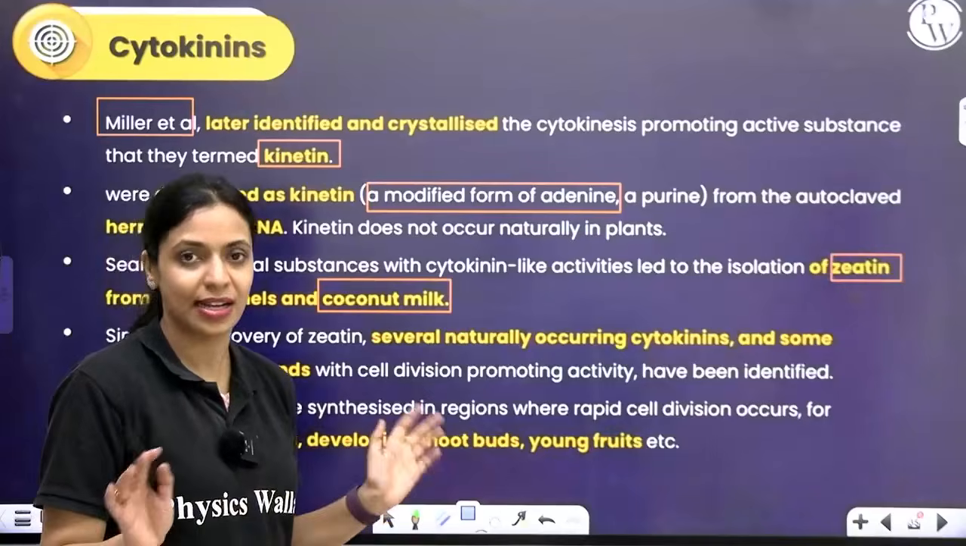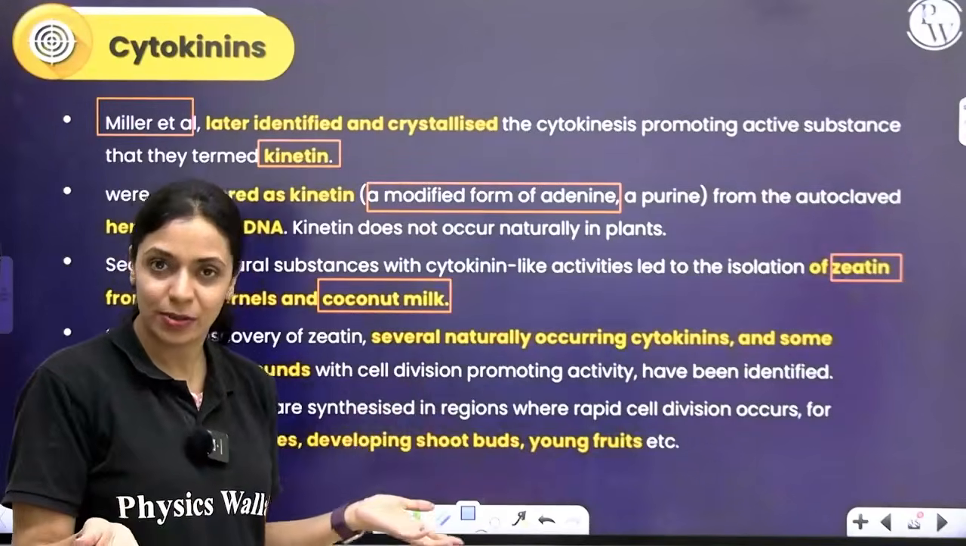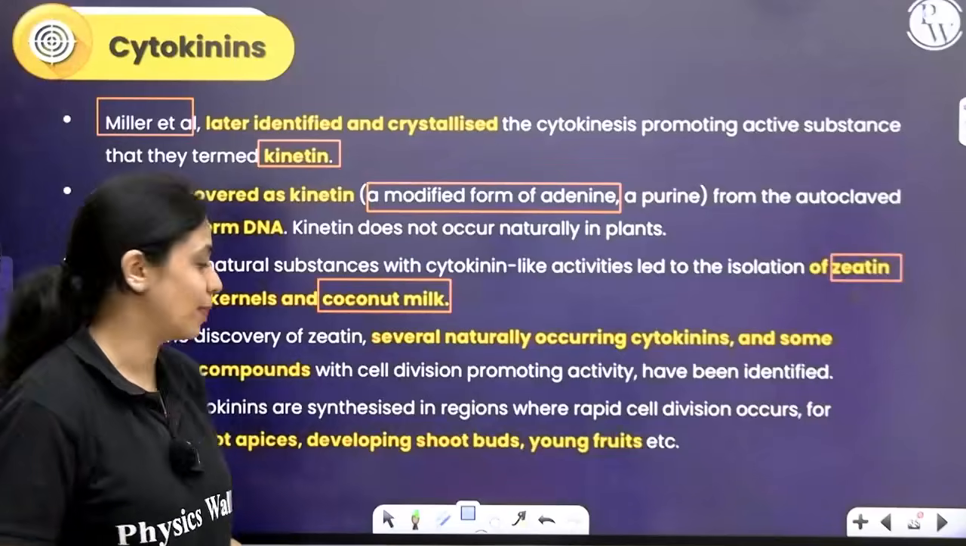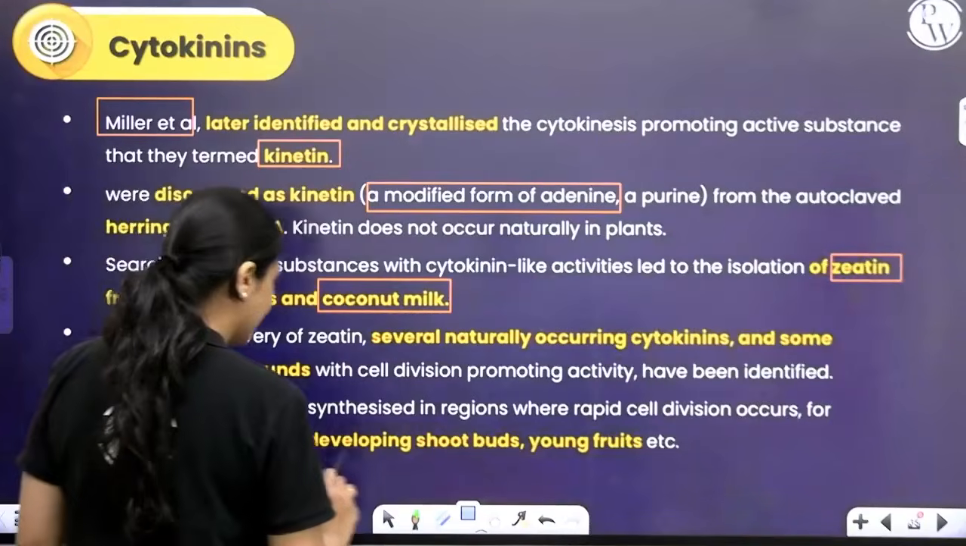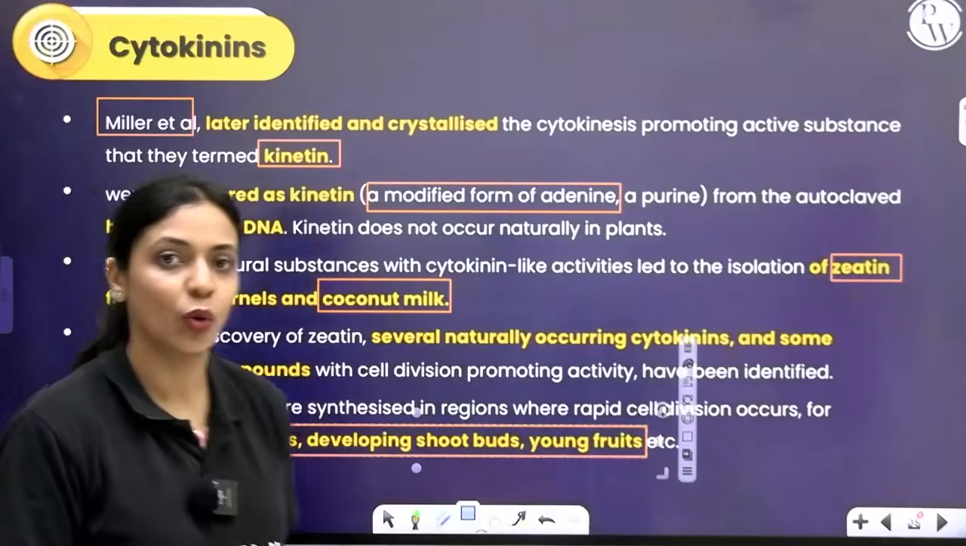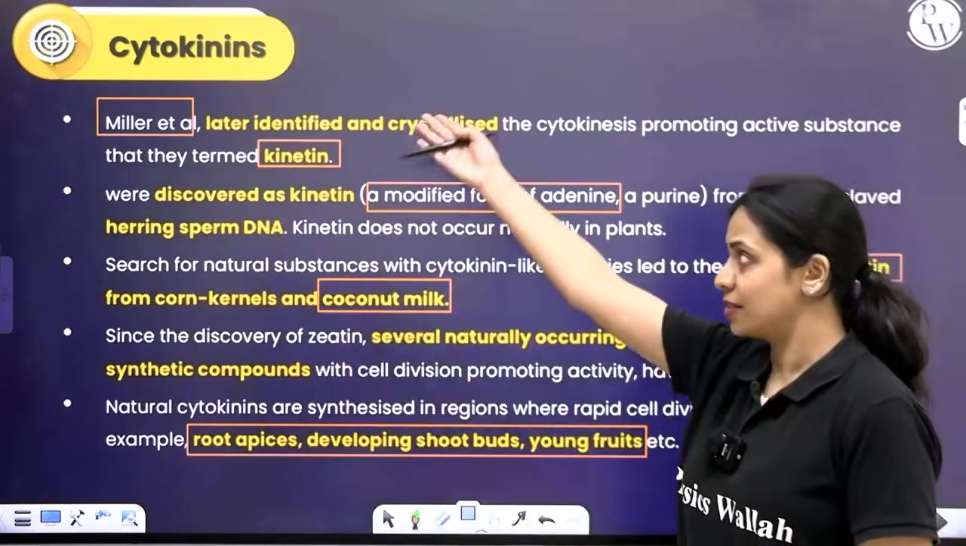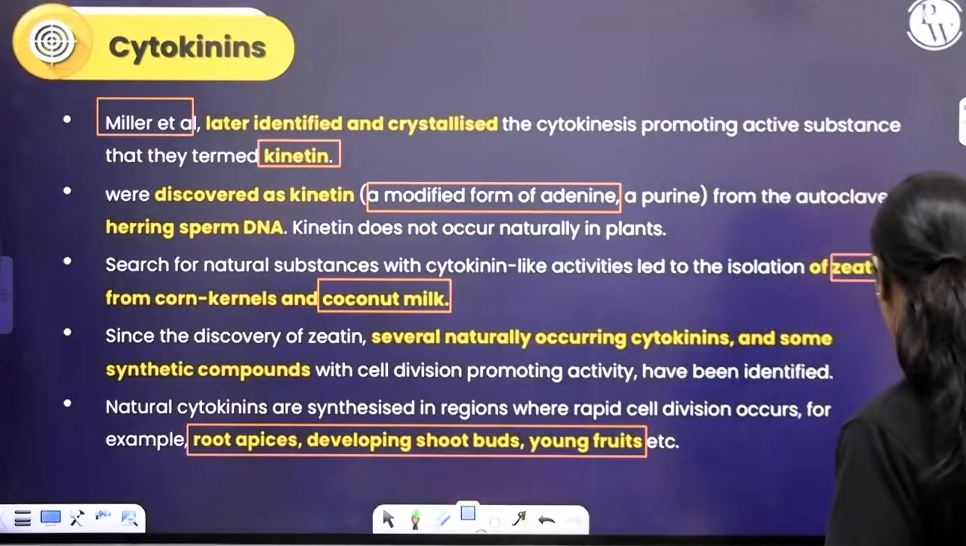Wherever cytokinesis, cell division is happening. Where does cell division mostly happen? Wherever there is meristematic tissue. Where is meristematic tissue present? At the root apex and the shoot apex, right? Young buds, young fruits, wherever growth is happening, over there, cell division will happen. Wherever cell division happens, cytokinins will be produced naturally.